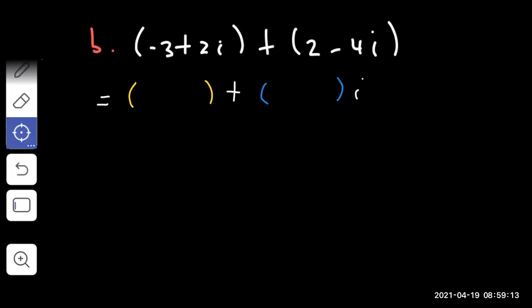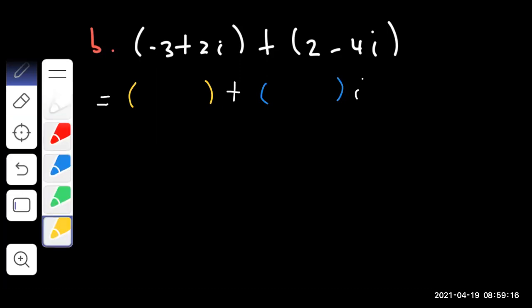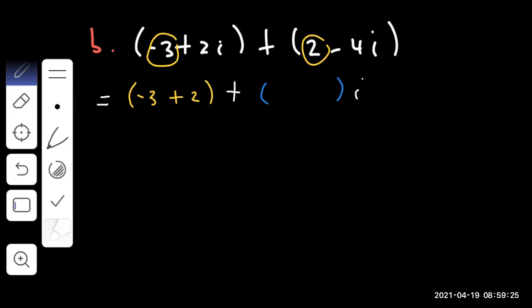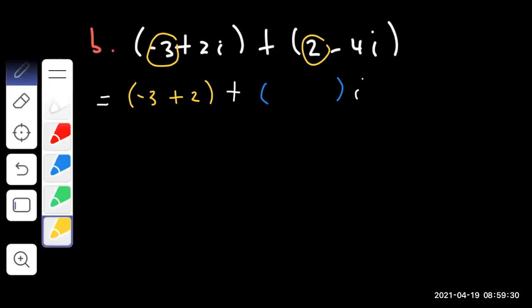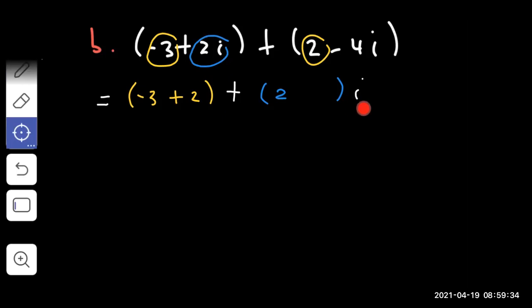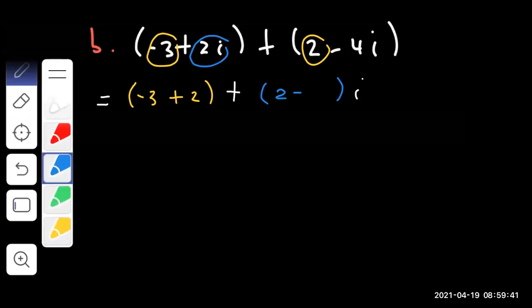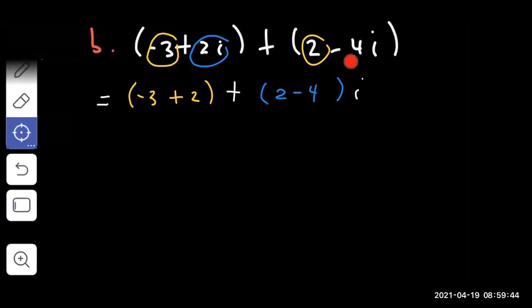What is the real part of the first number? The first complex number? Negative 3. What is the real part for the second number? 2. Okay, plus 2 is positive, right? Just make sure with the sign. Okay, let's go to the imaginary part. The first is 2i, right? I just need a 2 because I already got the i here outside. And what is the imaginary part of the second complex number? Negative 4. In this case, guys, just don't forget the negative. Okay, we put it like that.